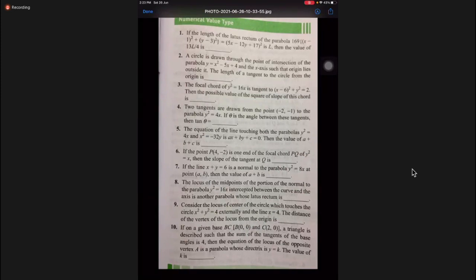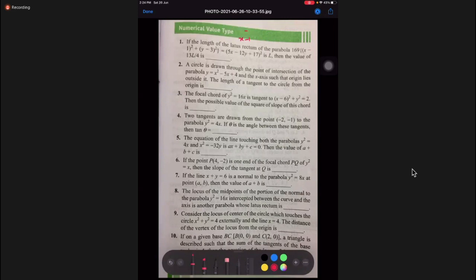We did this already: 5x minus y minus 17. We just now have done it, no, students? You can write this one as (x minus 1) whole square plus (y minus 3) whole square equals (5x minus y minus 17) whole square divided by 13 whole square. Also this 169, can I bring it down as 13 square? All of you, okay? You got the focus and directrix, correct?